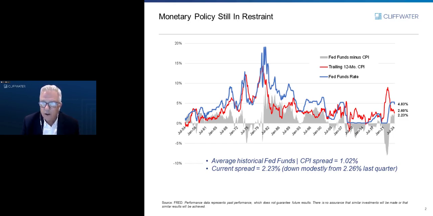Trailing 12-month was 2.60%. In terms of the Fed funds rate, after the 0.5% cut, we're at 4.83%. That differential, which represents the real rate of interest, is 2.23%, basically the same as a quarter ago. So even though the Fed is cutting rates, it is cutting them in unison with the reduction in inflation, so we're basically dealing with the same level of monetary restraint as we did last quarter.